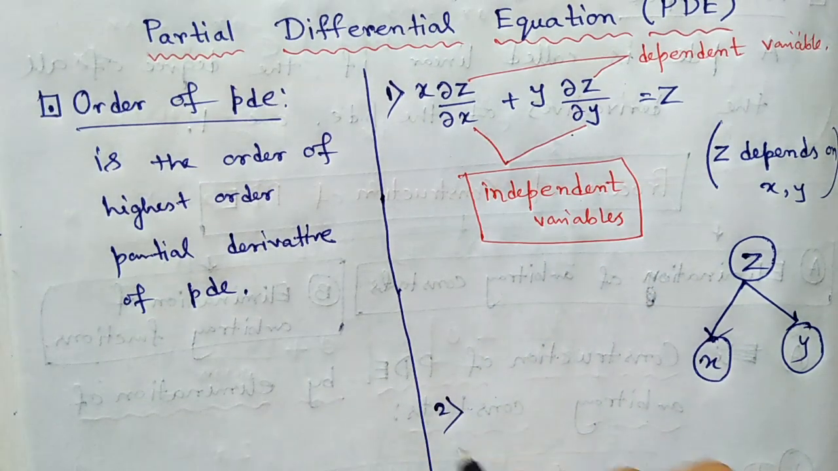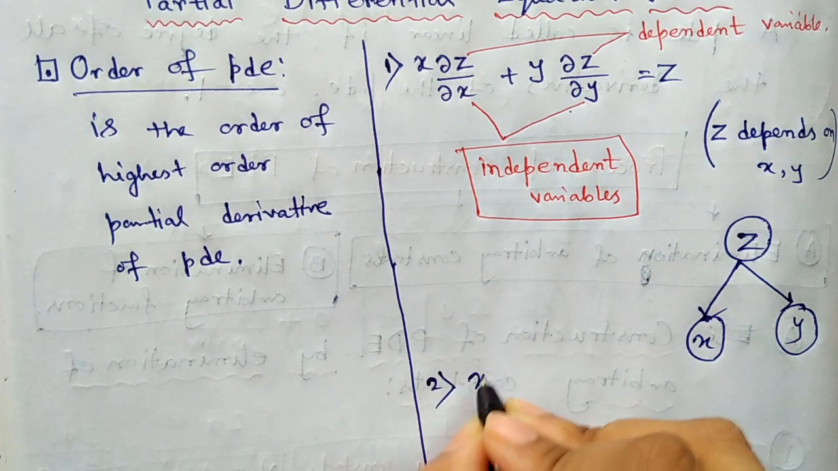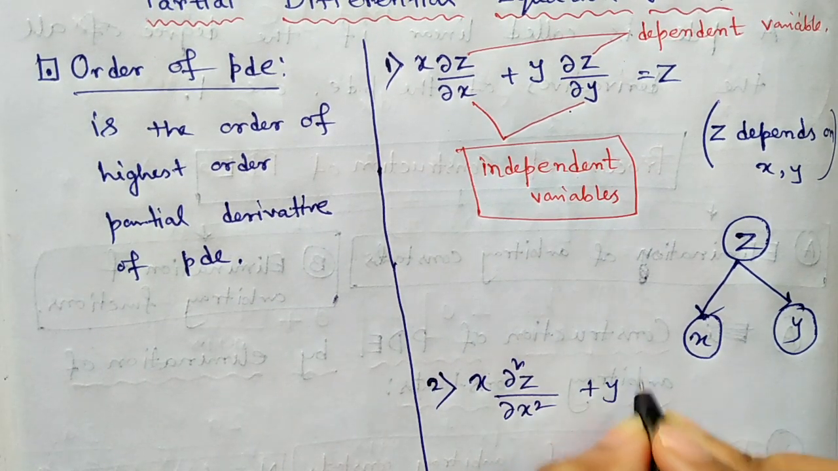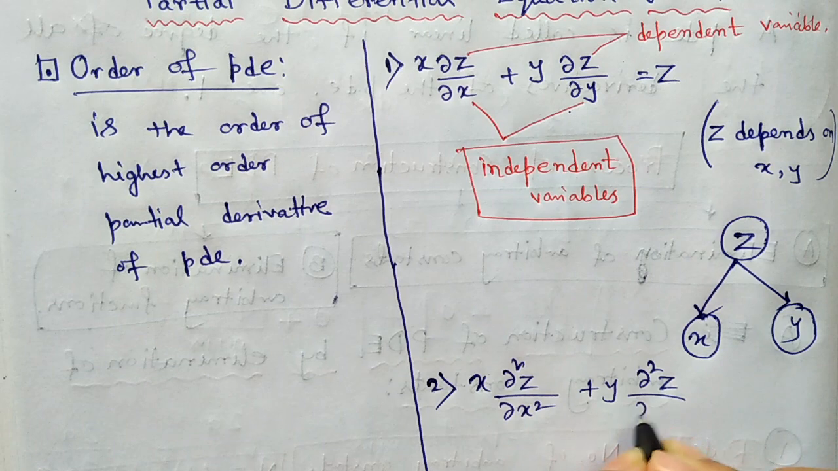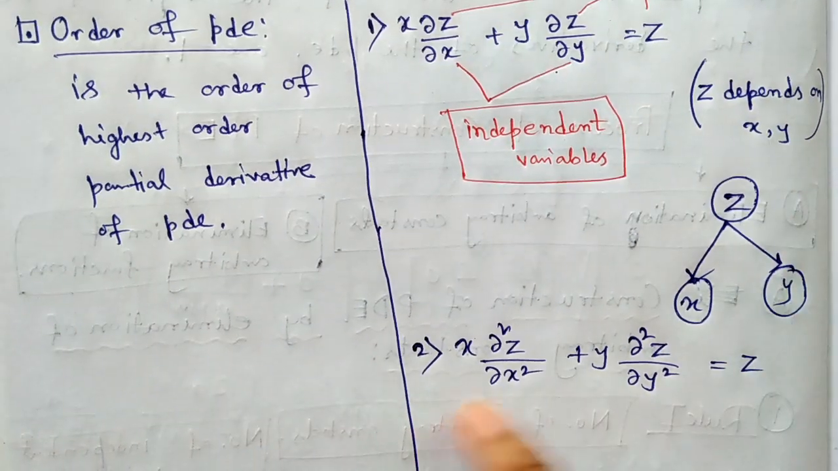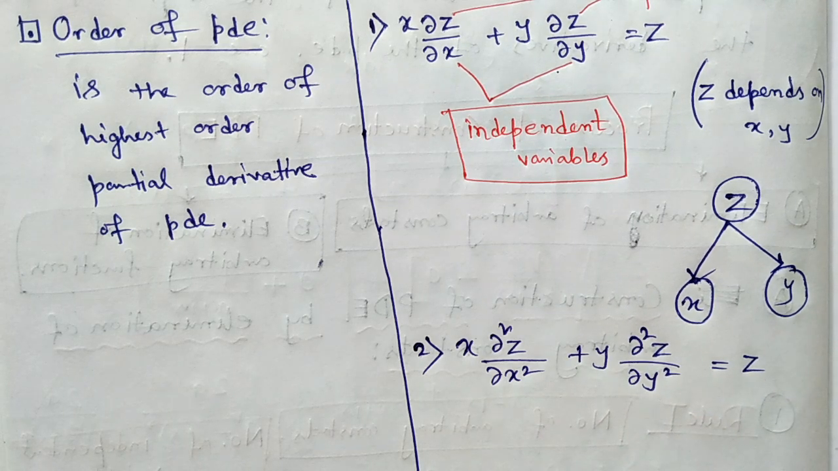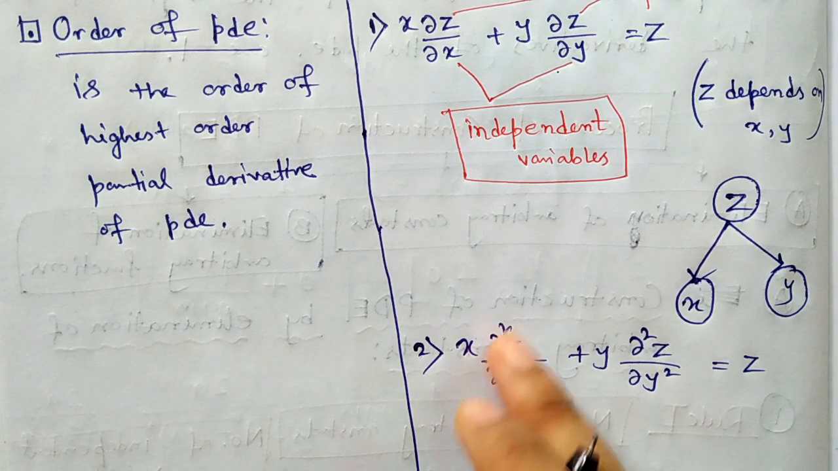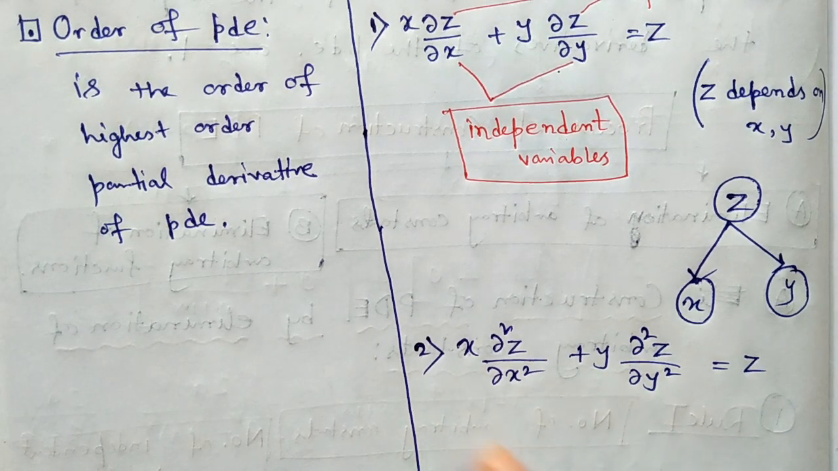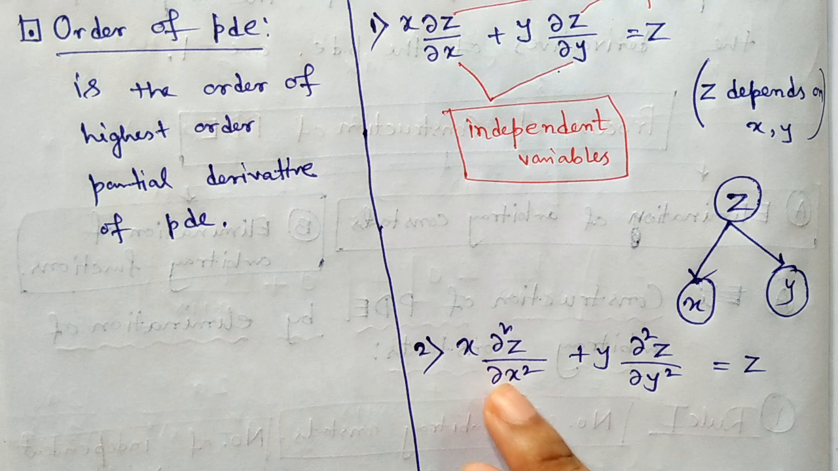Now in the second example, suppose x del 2z del x2 plus y del 2z del y2, that is equal to z. So here the highest order derivatives are del 2z del x2, this one, and del 2z del y2, these two. So the order of that highest order partial derivative is 2. So order of PDE is 2.